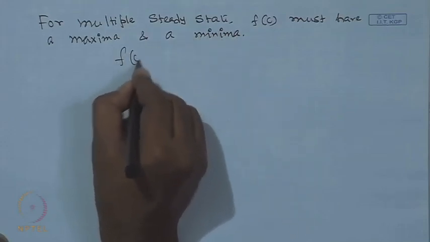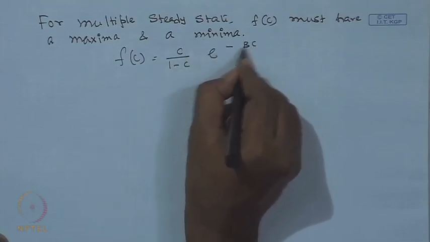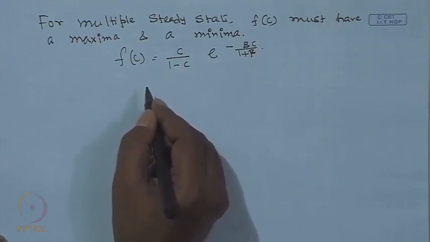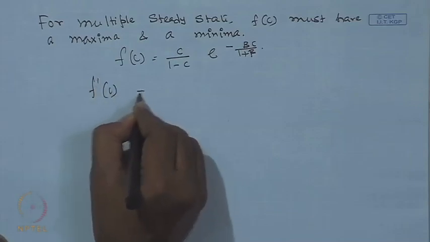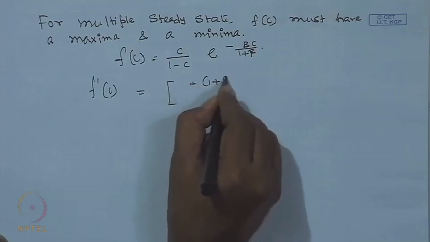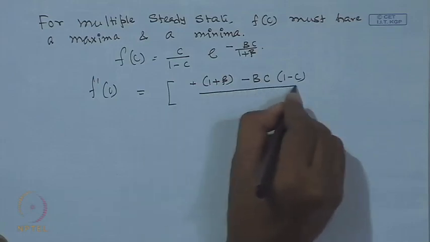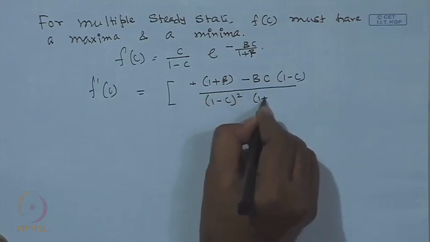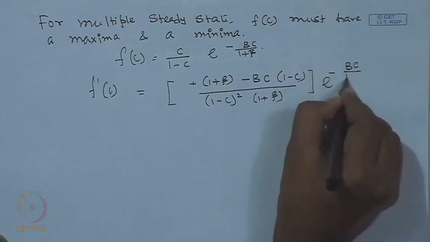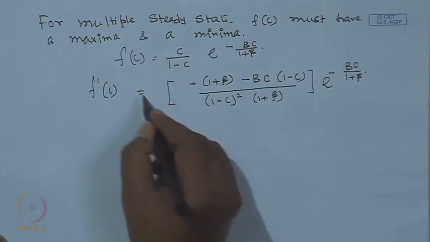So, f of c should be equal to c divided by 1 minus c, e to the power minus b c divided by 1 plus beta. In order to have a maxima or minima, let us differentiate this. So, this becomes (1 plus beta minus b c into 1 minus c) divided by (1 minus c square into 1 plus beta), times e to the power minus b c divided by 1 plus beta. So, this is the differentiation of f of c.